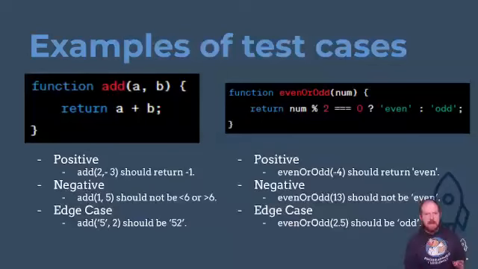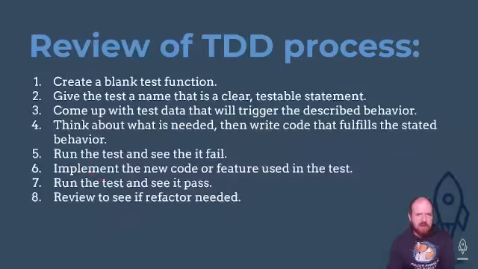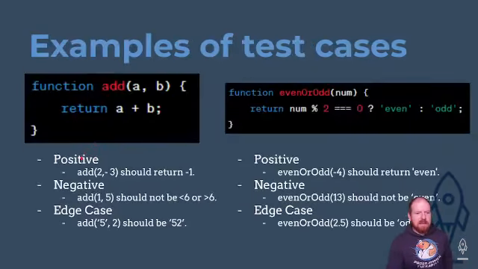So I think I typed these up just to make sense of what you're doing here. These are examples of test cases. So if you're talking about an add function, and obviously this is kind of the function you're looking for, the positive case would be if I typed in 2 and -3, it should return -1. So positive is if I typed in what I wanted, it should return what I expect. The negative is more or less it should not be.